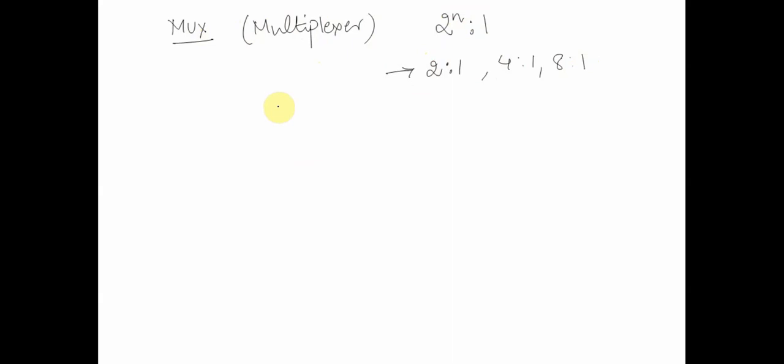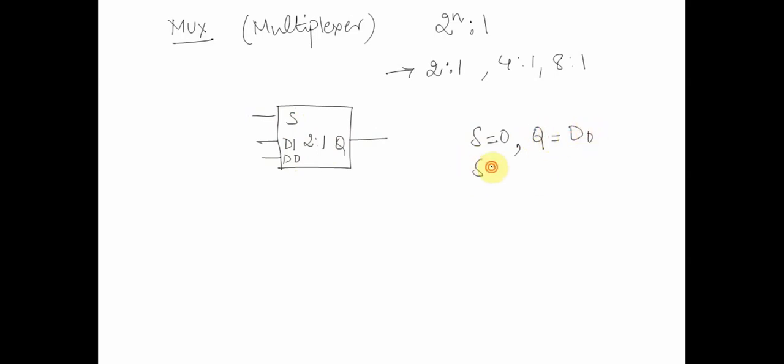So a multiplexer is a circuit such that we have an output Q, and let's look at the 2 is to 1 case. Let's assume we have a set of two inputs D1 and D0. Depending upon the select line, one of these inputs will be transferred to the output. So if S is equal to 0, my output Q would be equal to D0. If S is equal to 1, Q will be equal to D1.